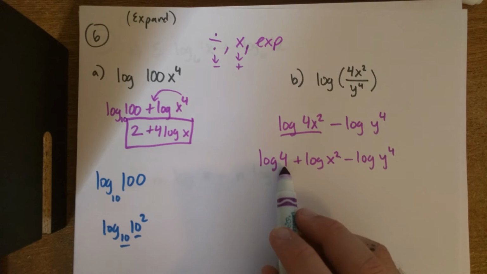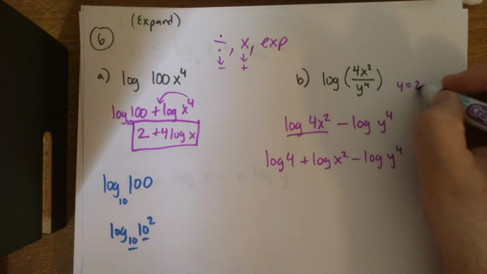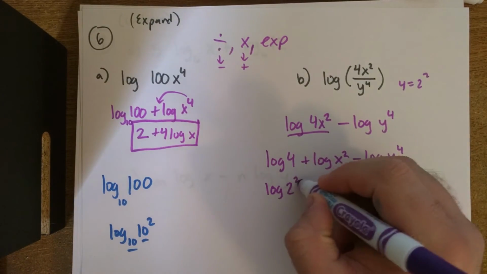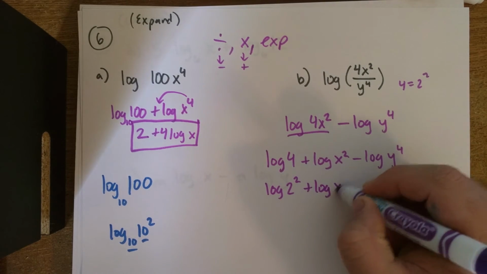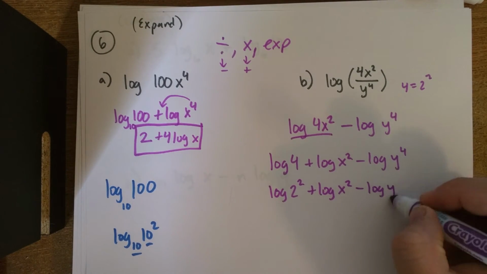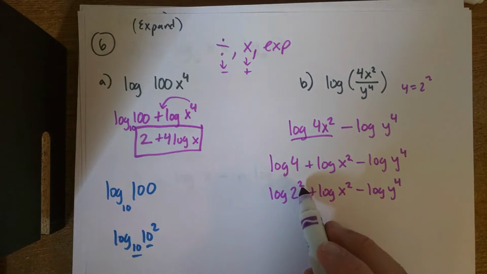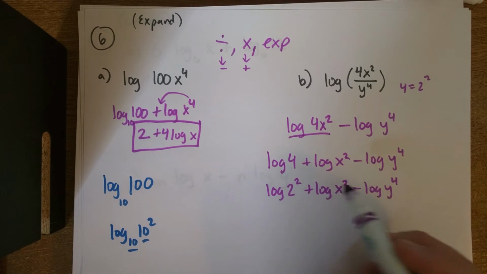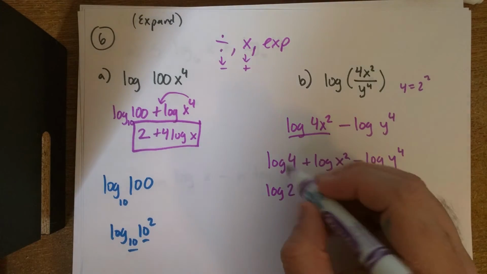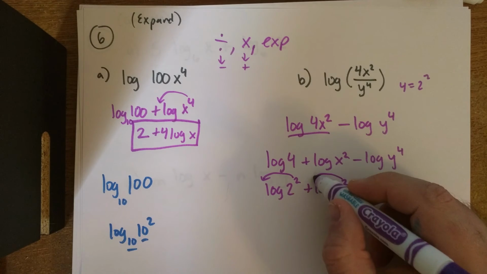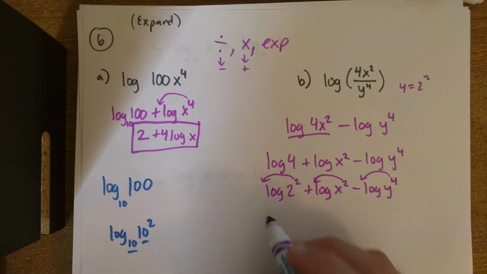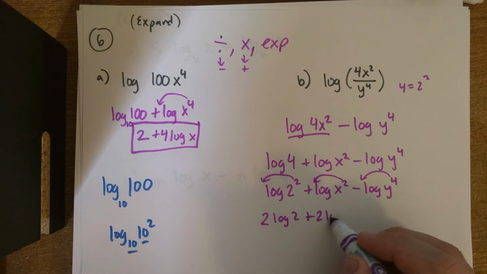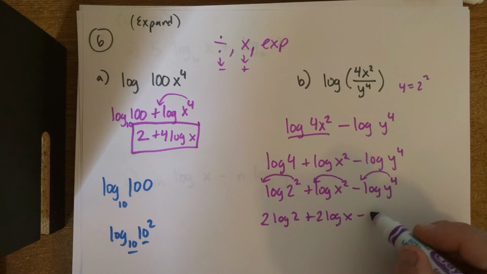Although, you know what 4 is? 4 is 2 squared, isn't it? So check this out, actually. I'm going to bring everything else down as it is. If 4 is 2 squared, that means that I can replace 4 with 2 squared. Then what can I do with all these exponents? I bring them to the front of their logarithm. So on this one I get 2 log 2, plus from this one I get 2 log x, minus 4 log y.